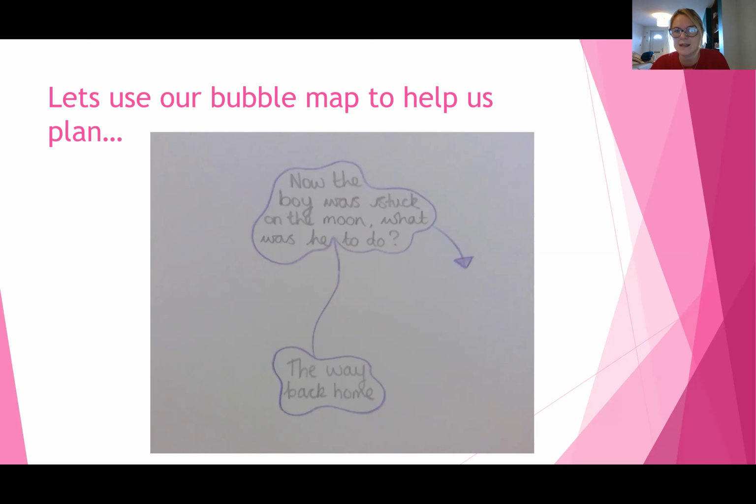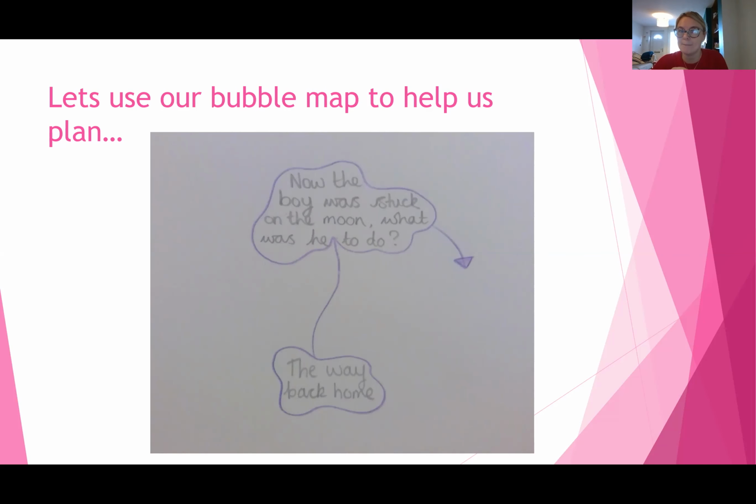Right, now it's time to think of your own ideas. So you're going to go through bubble by bubble, building on your next event in your story. You might need to just have a little think before you start your next bubble as to what is going to happen. So the boy is now on the moon and he is stuck. So what's going to happen next? Anything can happen next. That's up to you. It's your imagination. So I'm going to talk you through my ideas and then you're going to have a go at coming up with your ideas.